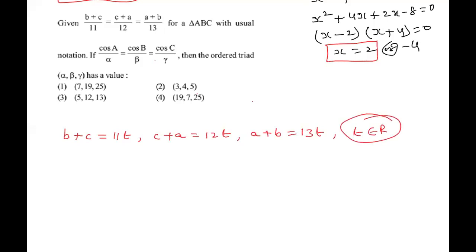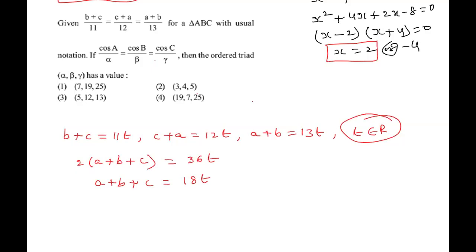Now add these three equations. Each term will be repeated. We get 2(A+B+C) = 11T + 12T = 23T, plus 13T, 36T. Now what is A+B+C? That is 18T.